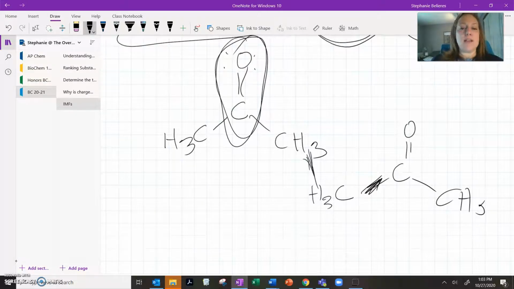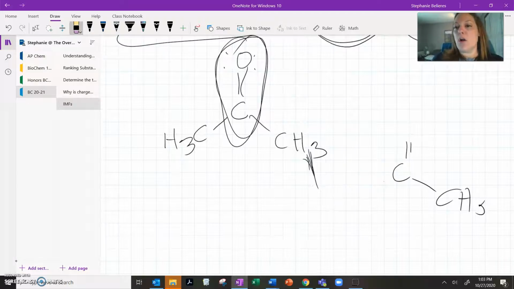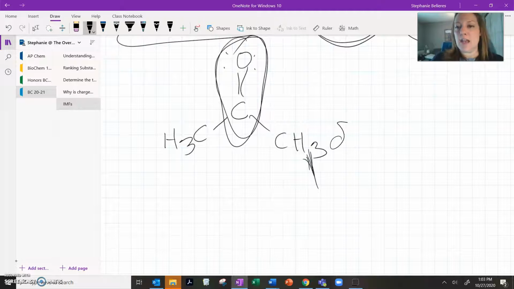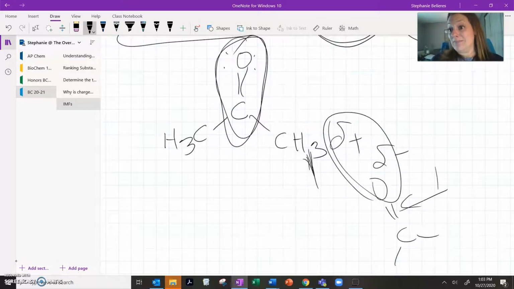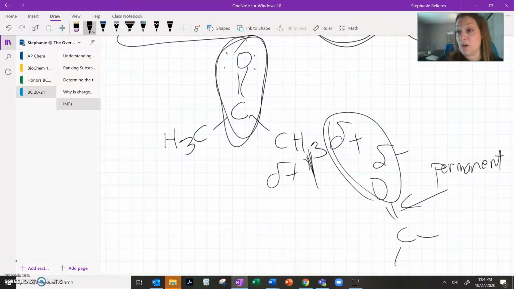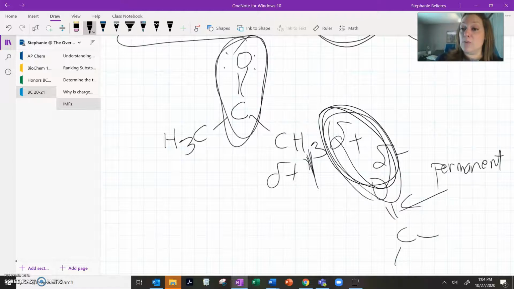If these guys are sort of like moving around in space and like tumbling over each other, now I have sort of a partial positive side over here that can engage in attractive forces with the partially negative side of this molecule. And that dipole is permanent. It's not going away. All right, so that is what we call a dipole-dipole force, where I have like a positive side on this end of one and a negative side on the other one. And when they're all tumbling around each other, they're going to engage in intermolecular forces. And those are permanent. So those aren't going away.